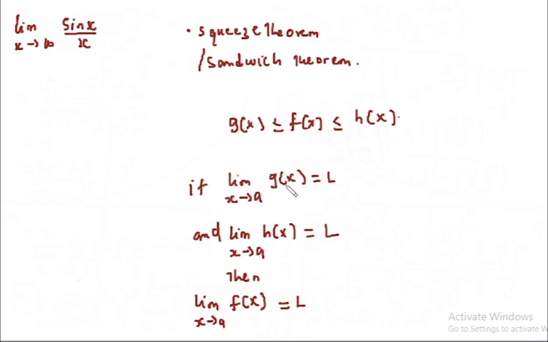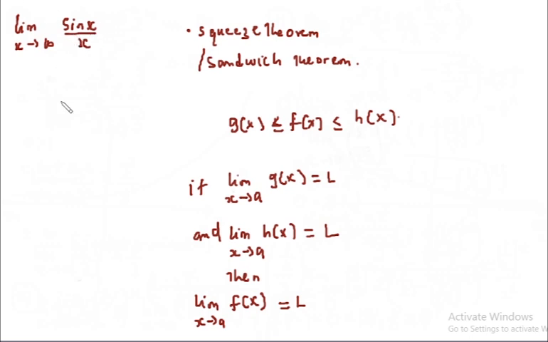So the sandwich theorem says that if a function is bounded by two functions on either side, and the limit of one function approaching a value is L, and the limit of the other function approaching the same value is L, then the function that is being bounded, as it approaches that same value, will still be L. That's the basic idea here. So how does this apply to this problem?